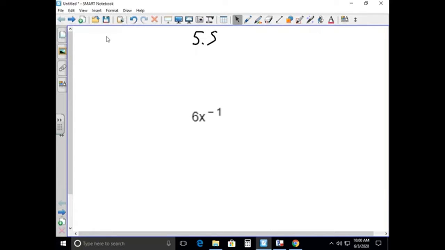So let's take a look at 5.5. So in 5.5, we're dealing with negative exponents. So let's start out with this one. So one thing we have to recognize is, what is this exponent attached to? If we don't have a parenthesis, the -1 is only attached to the x.